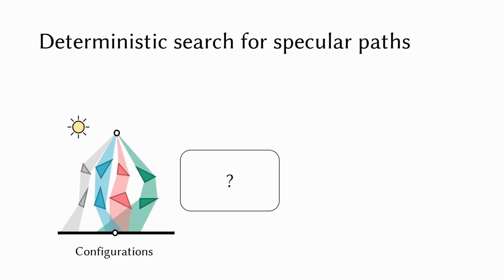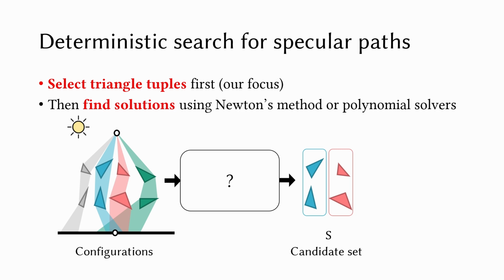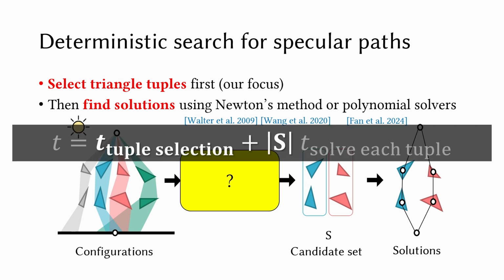So we consider deterministic search for specular paths, which means we select some triangle tuples first, and then we find solutions using Newton's method or polynomial solvers within each triangle tuple. Ideally, we want a faster selection process. At the same time, the size of the candidate set should be as small as possible.